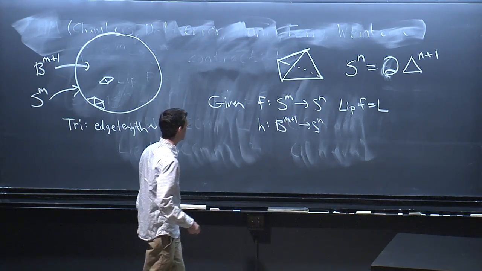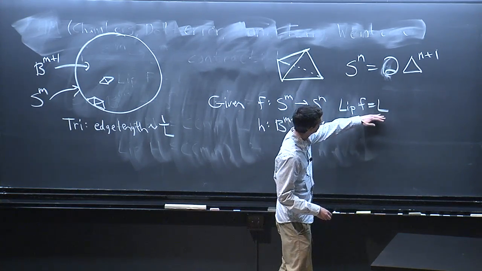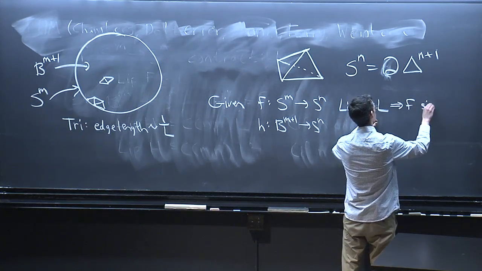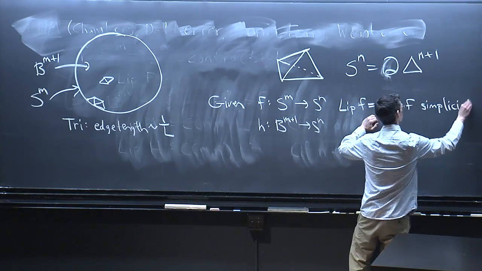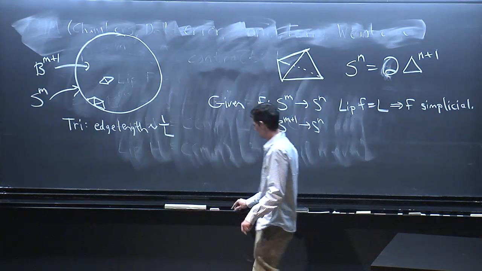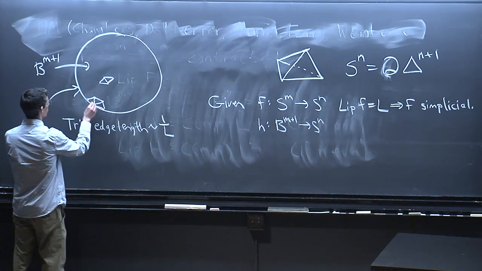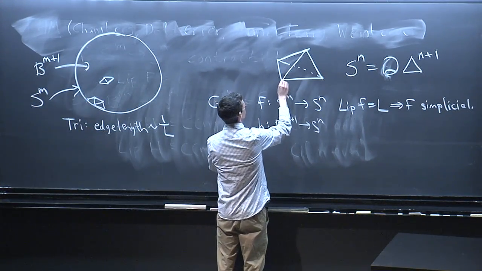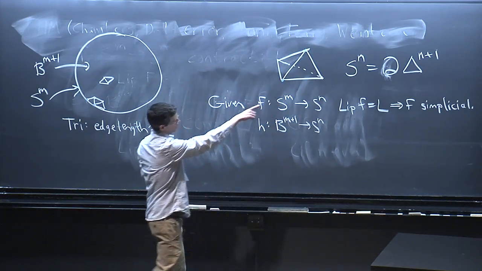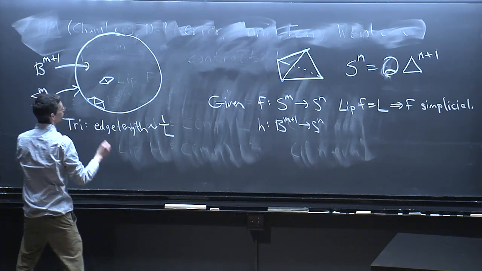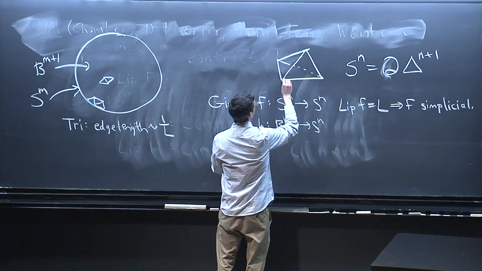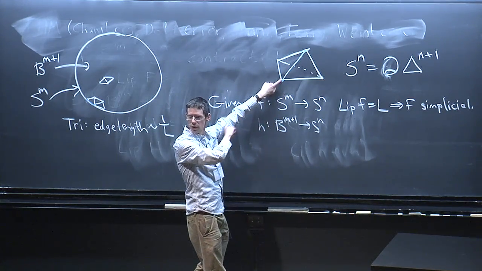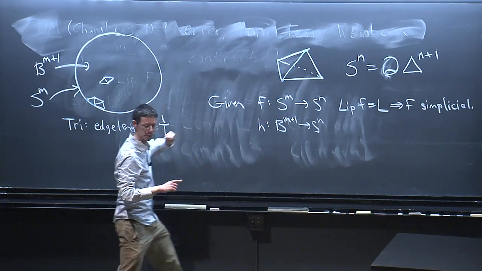Now, F having Lipschitz constant L on the boundary is very similar to saying that F is simplicial. Let me remind you what simplicial means. Simplicial means that, first of all, each vertex on the boundary should be mapped to some vertex of the sphere. And each edge on the boundary should be mapped to an edge on the sphere. Or it could happen that two vertices go to the same vertex, and that edge just goes to the vertex as well. So that's simplicial.